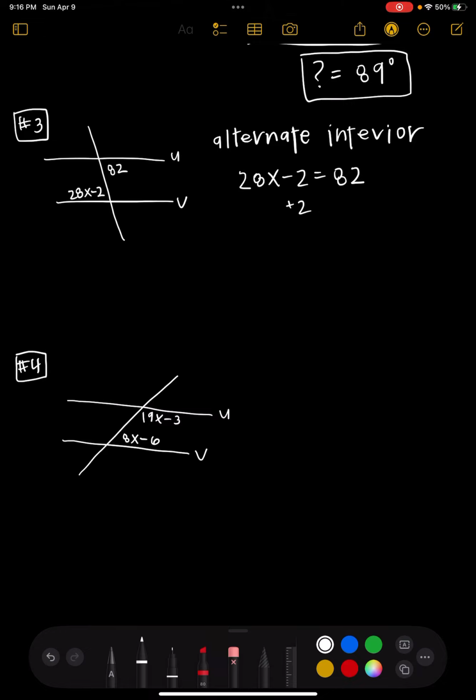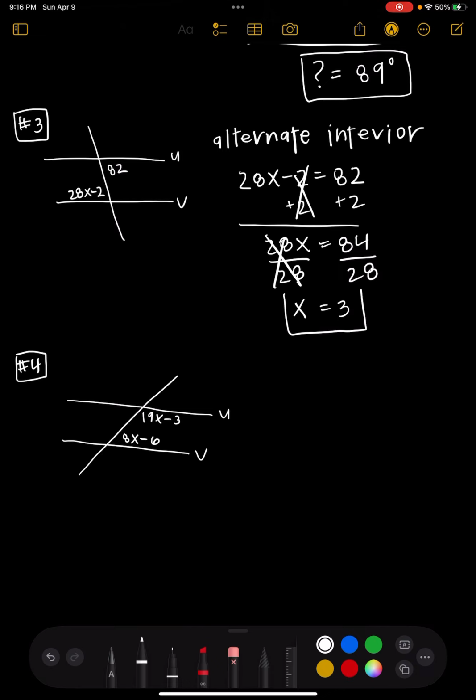So to solve for x, I'm going to add 2 to each side, which gives me 28x is equal to 84 because the 2's cancel out over here. Then I'm going to divide each side by 28. And the 28 cancels out over here. We'll end up with x is equal to 3. So in order to make those lines U and V parallel, x has to be 3.